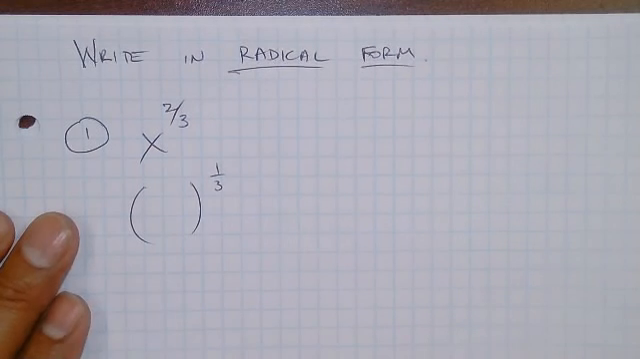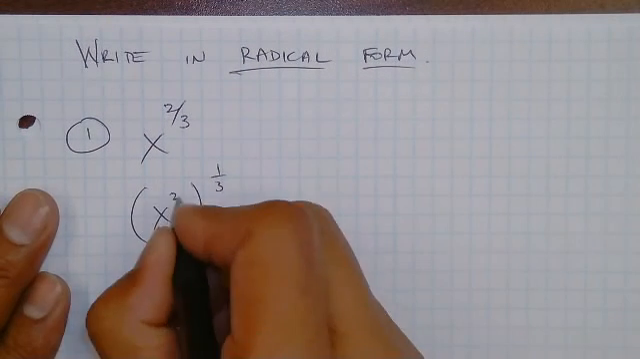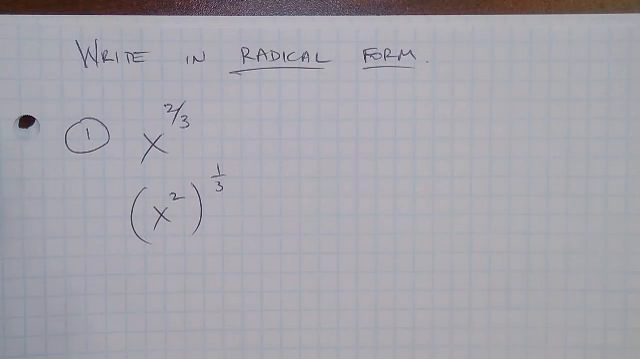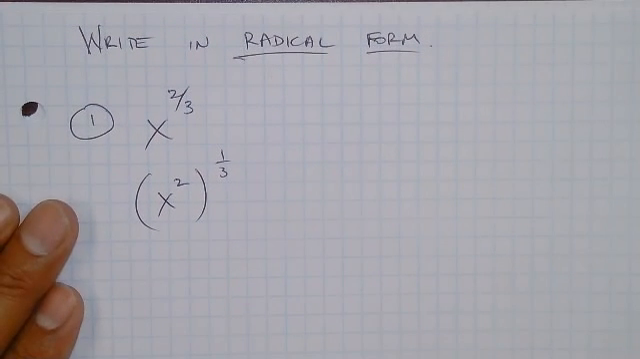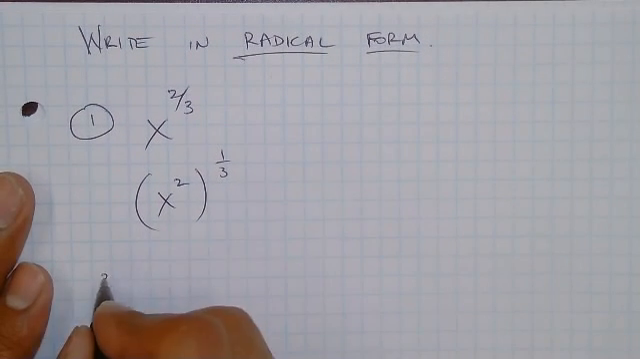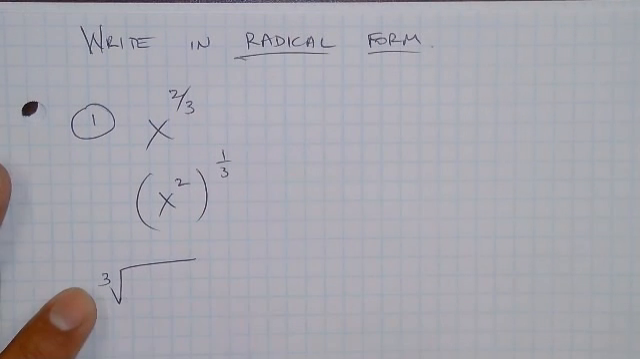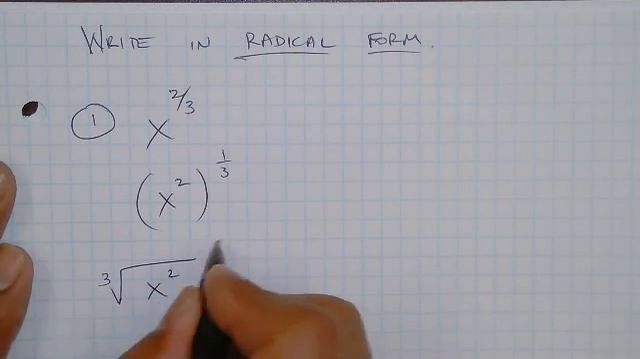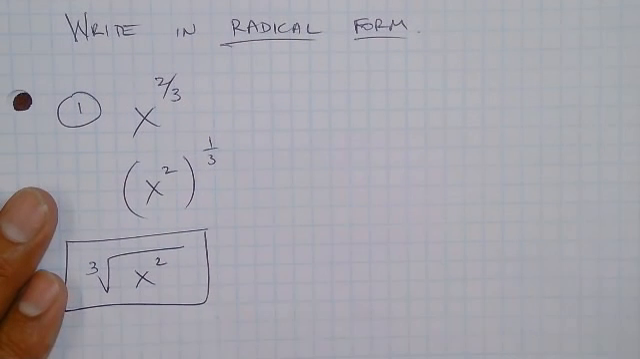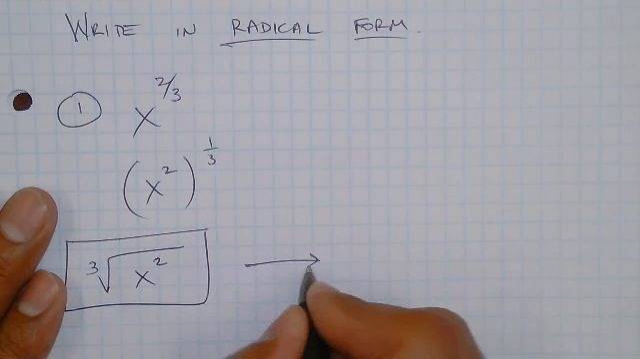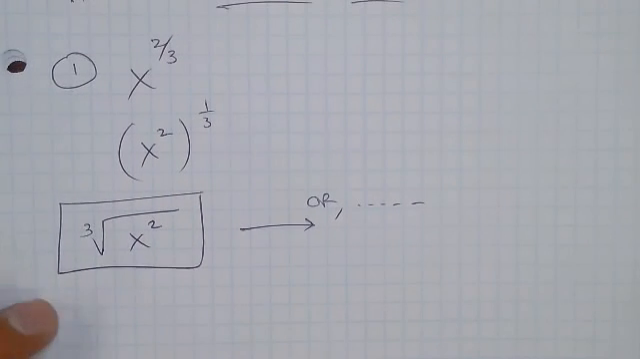Well, like I said, the way I like it is I pull the fraction to the outside, which is the 1/3, right? The fraction is 1/3, that's going to be my radical. And what stays inside? This is the way I like to do it. So that would be what? That would be the cubed root. Doesn't this 1/3 mean a cubed radical with a 3 like that? The cubed root of what? X squared. That's the way I like to do it.